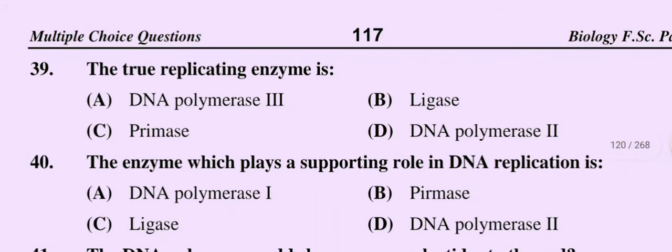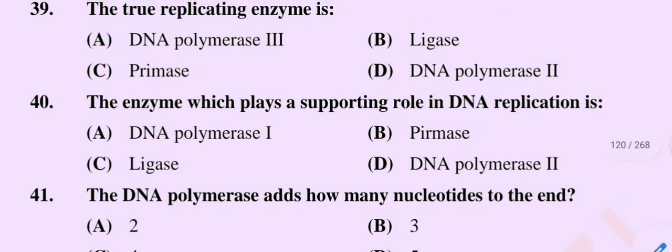Question number 39. The true replicating enzyme is option A DNA polymerase 3, option B ligase, option C primase, option D DNA polymerase 2. So the correct option is option A DNA polymerase 3 is a true replicating enzyme.